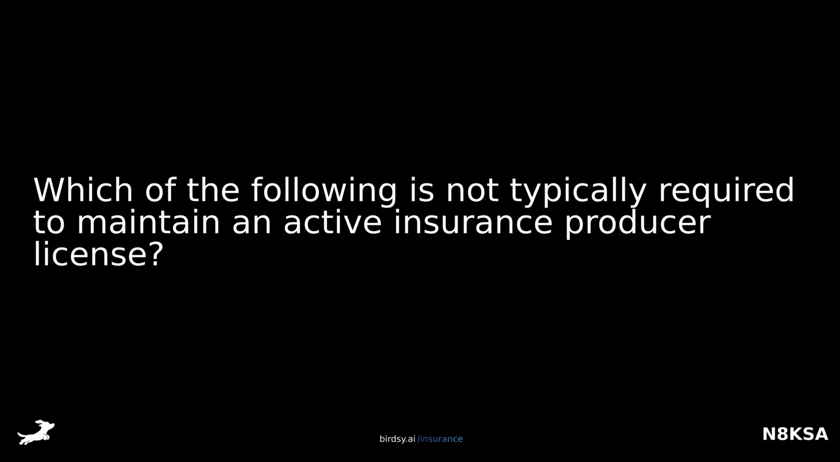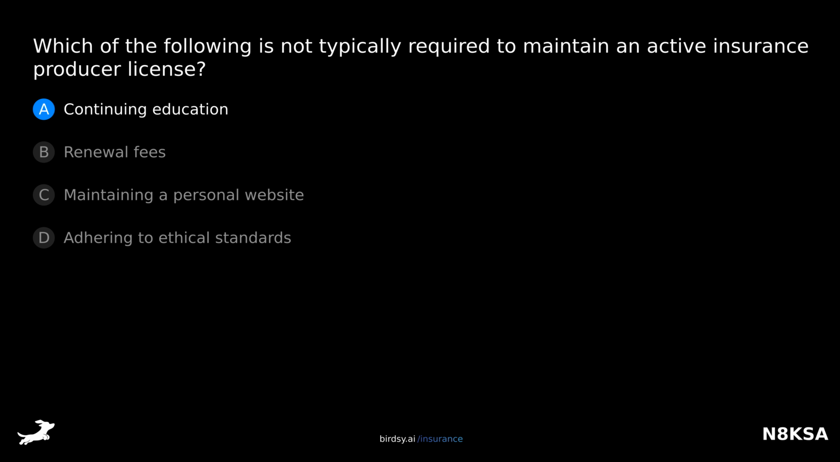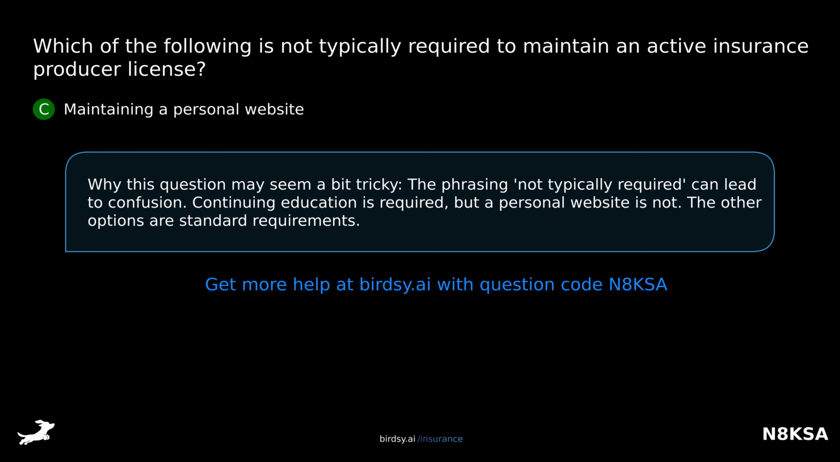Which of the following is not typically required to maintain an active insurance producer license? Is it A, continuing education, B, renewal fees, C, maintaining a personal website, or D, adhering to ethical standards? The answer is C, maintaining a personal website. Why this question may seem a bit tricky: the phrasing "not typically required" can lead to confusion. Continuing education is required, but a personal website is not. The other options are standard requirements.